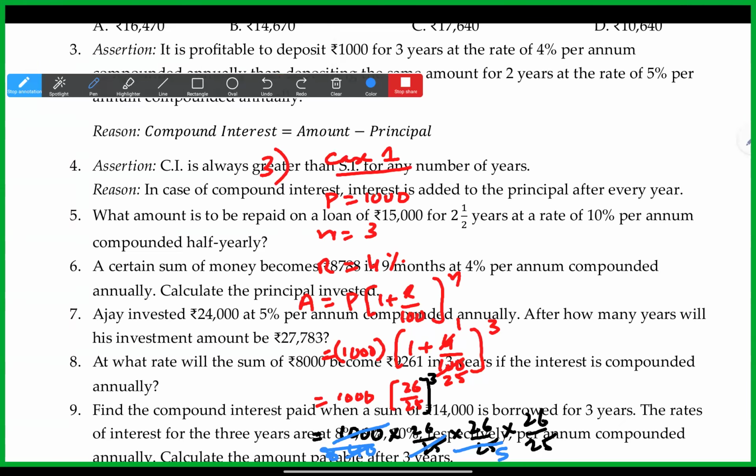Then we are left with 8 here. And then we need to multiply the numerators and divide. 8 into 26 into 26 into 26 by 5 into 25. You get 8 into this, and this is the amount.